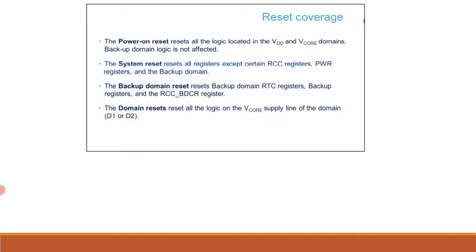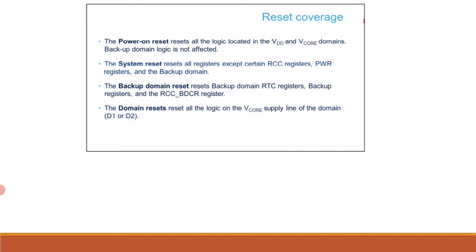The backup domain is not affected by this reset. The backup domain resets the backup domain powered by the VBAT, which contains the RTC and external low speed oscillator. The domain resets the complete D1 and D2 domains when the corresponding power switch is activated.